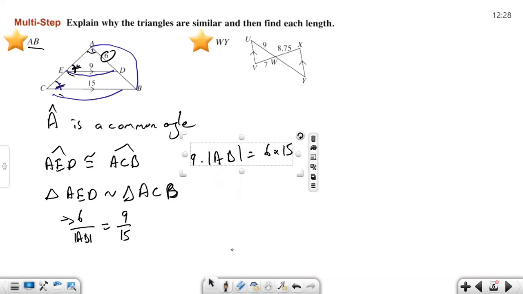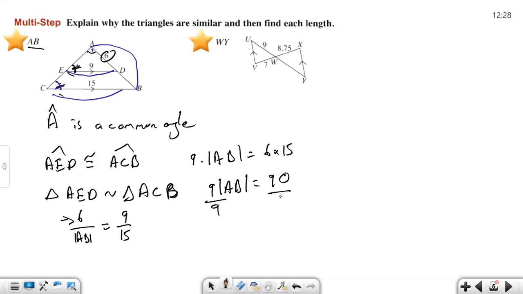So I will continue from here. 9 times AB is equal to 6 times 15. 6 times 15 is 90. So 9 times AB is equal to 90, divided by 9 on both sides. So this will be 1 AB. So the length of AB is equal to 90 divided by 9, which is 10. So our answer is 10. It's asking for AB and we found AB.